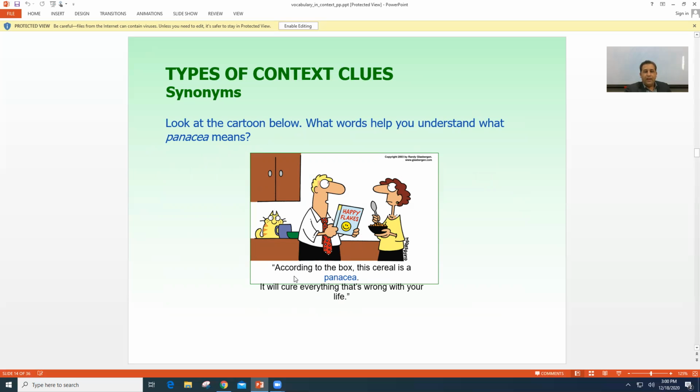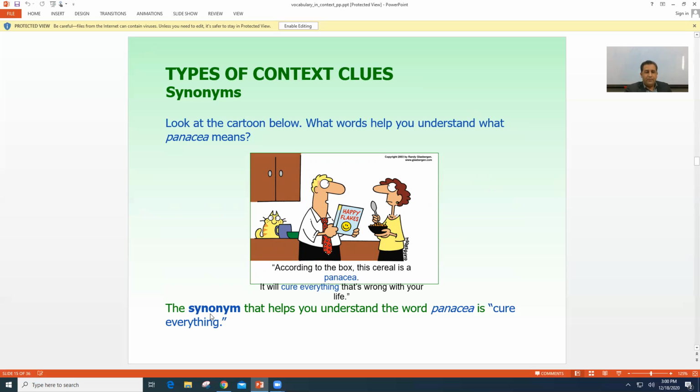So this is a cereal, and the lady says that according to the box, the cereal is a panacea. It will cure everything that's wrong with your life. So, if you don't know the meaning of panacea, you've got another word. What is it going to do? It's going to cure everything. So we can easily figure out that panacea could be something which can cure everything. That's my understanding. Let's see what it says.